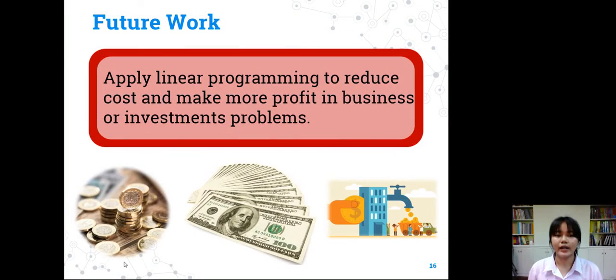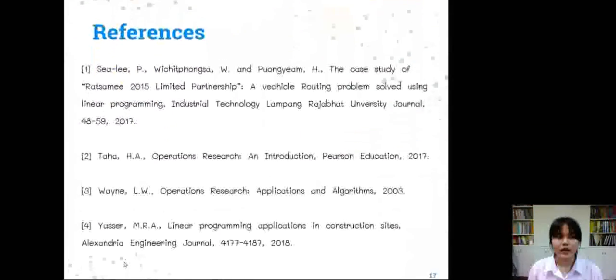Future work, we apply linear programming to reduce cost and make more profit in business or investment problems. Reference.